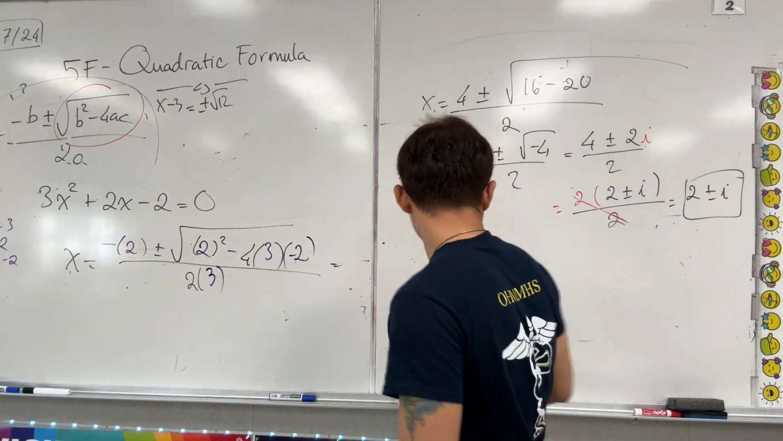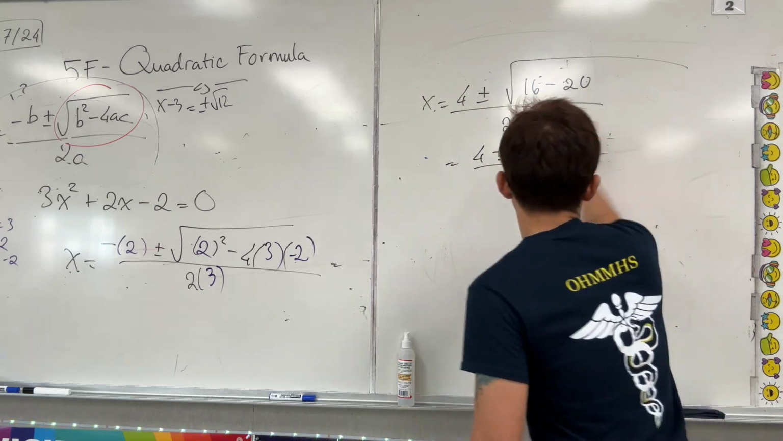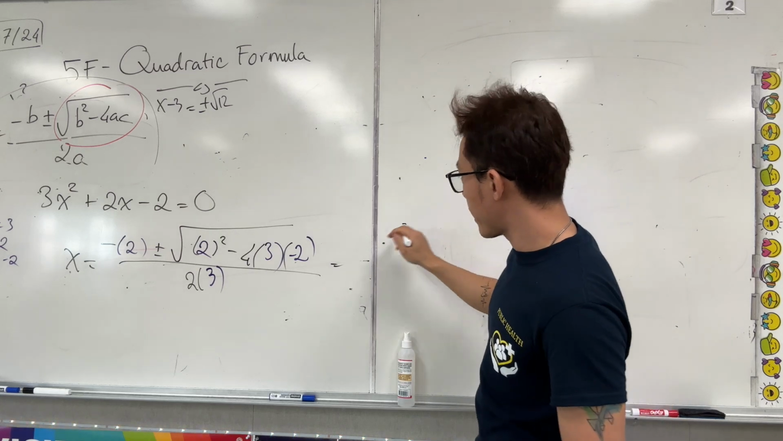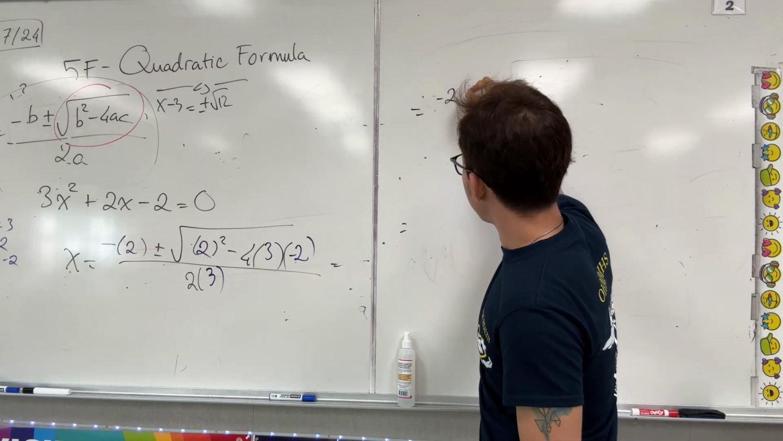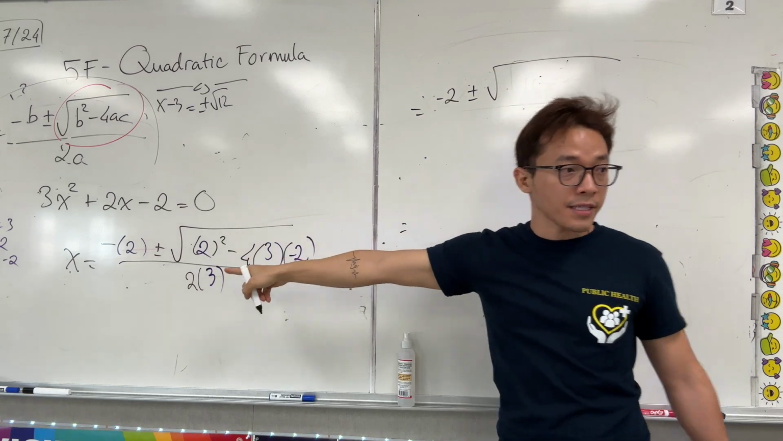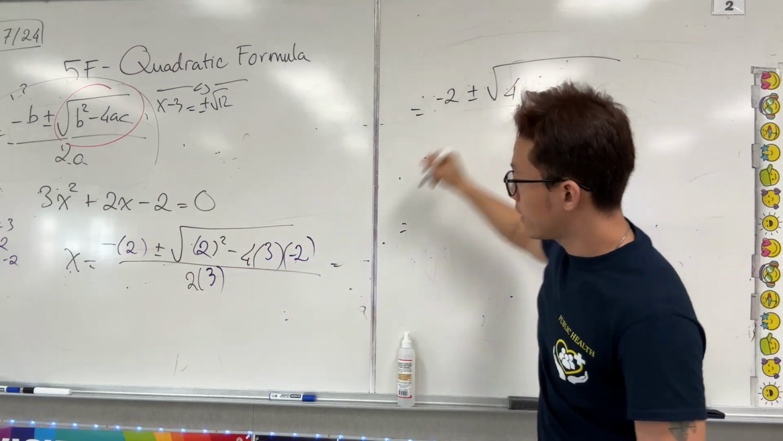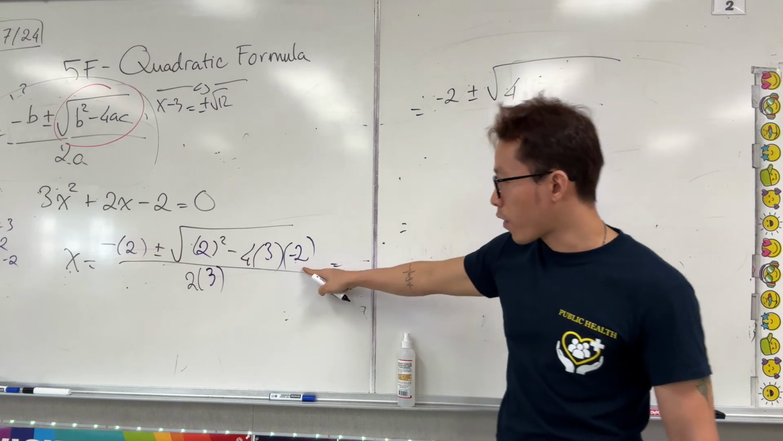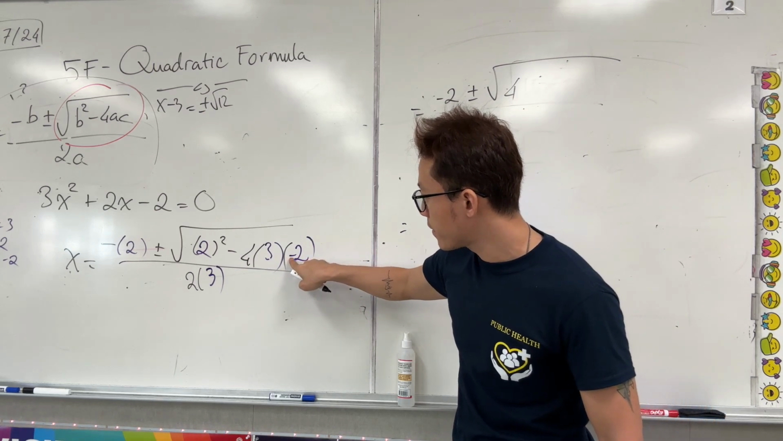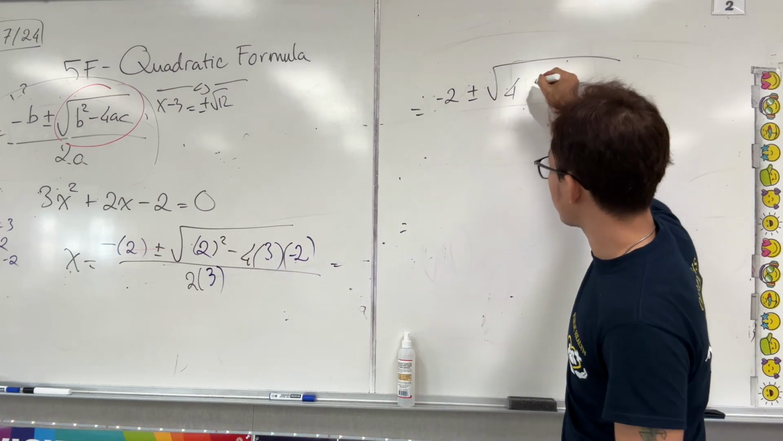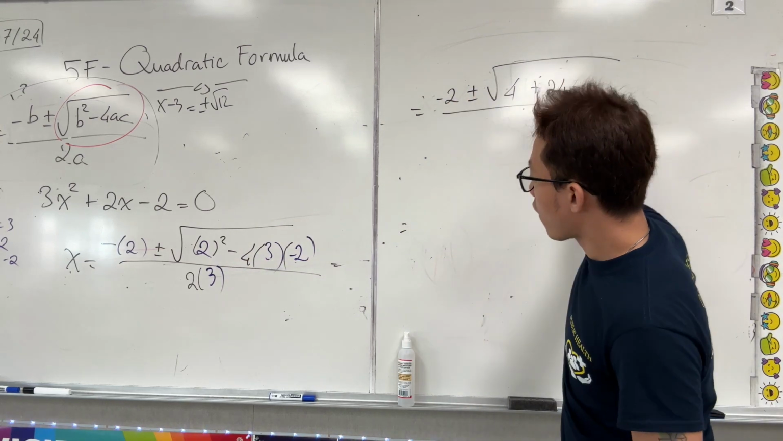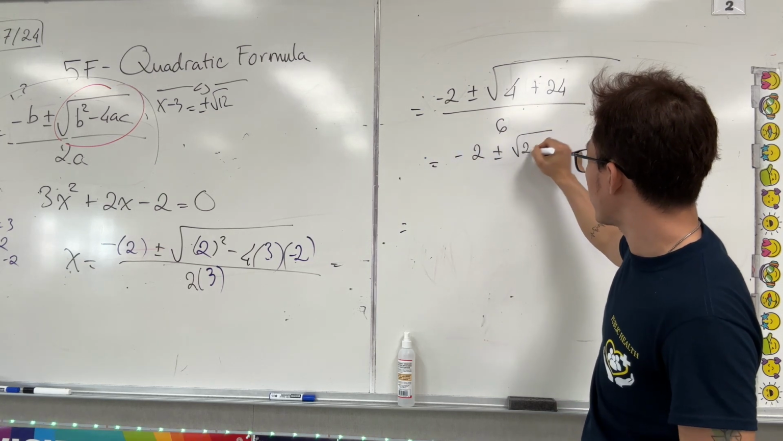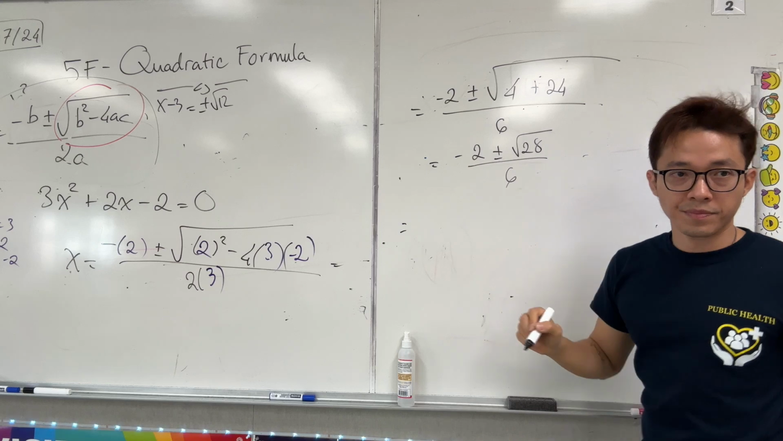So now you need to clean this up to see what the answer is. You still have the negative 2 plus minus 2 squared, which is 4. 4 times 3 times 2 is 24, right? And then you count how many negative signs you have: 1 and 2, so it becomes positive 24. Over 2 times 3 is 6. So you're going to have negative 2 plus minus the square root of 28 over 6.